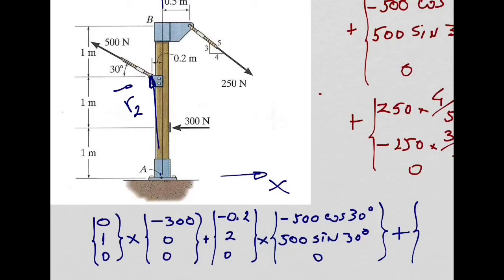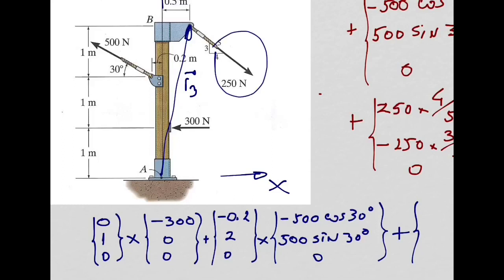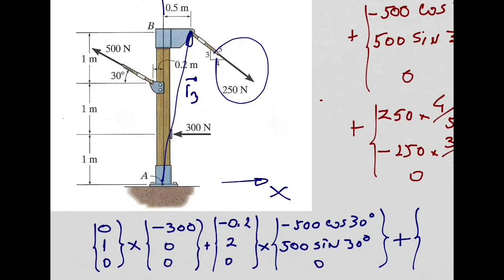Now, let's go back to our position vector, which needs to be this one, our R3, for this force. We are doing this 250 newtons now, the moment produced by this 250 newtons about point A. So position vector first, you tell me, x coordinate, 0.5, y coordinate, 3, z is 0.